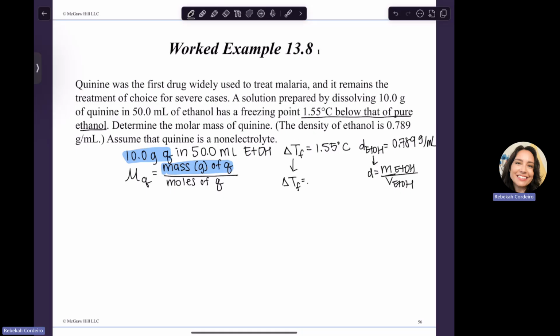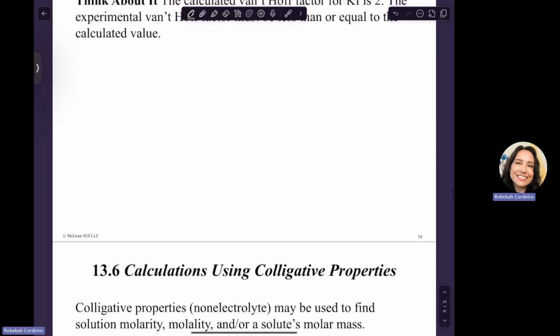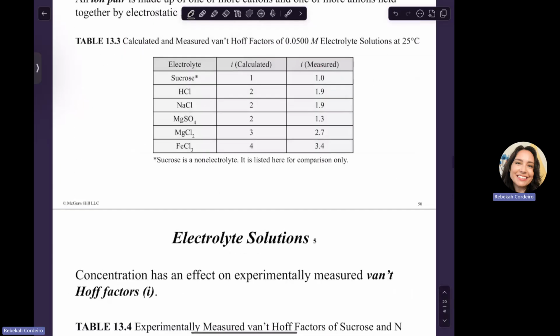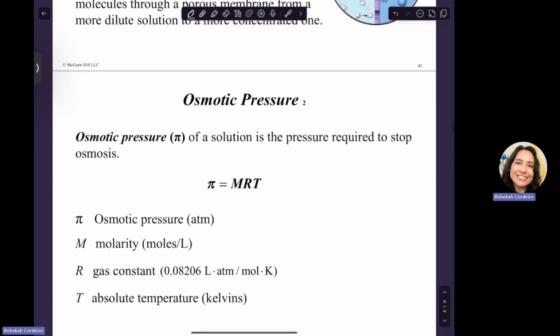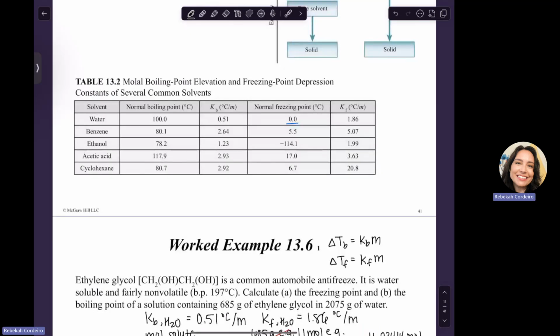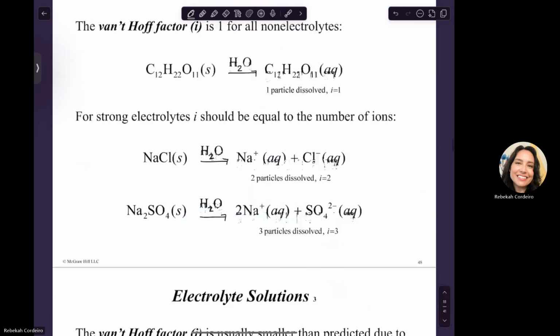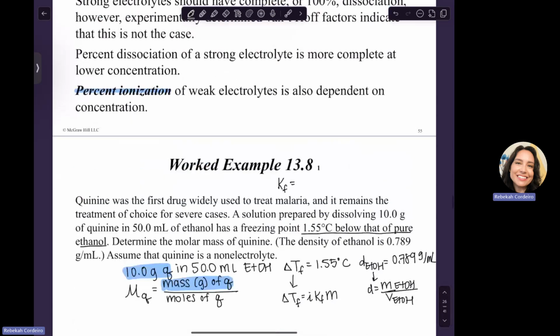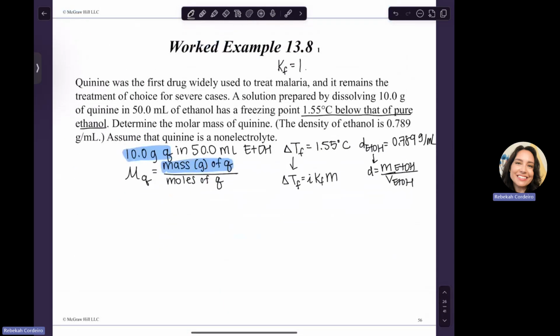Well, I know TF is equal to I KF M. Let's assume for this problem we could find a KF value, because I don't think they're asking us to find that. So go up into our table. Let's find the KF of ethanol. So KF of ethanol is 1.99. And again, you would be given those pieces of information on a question. 1.99 degrees C per M.